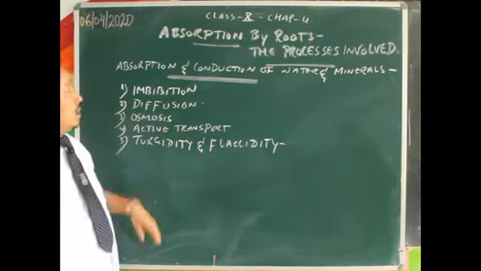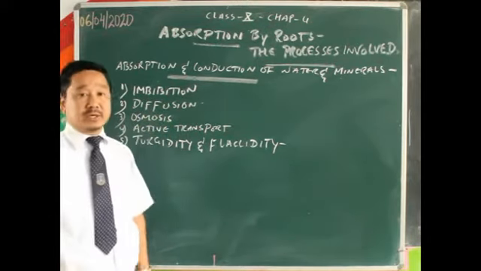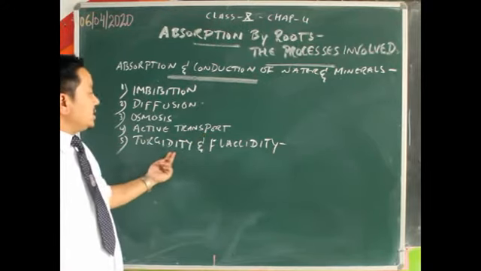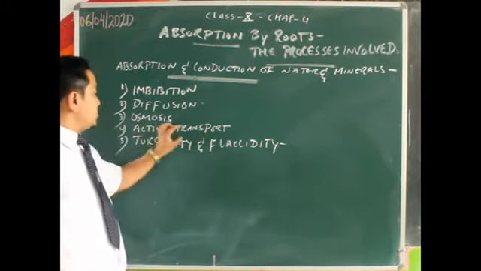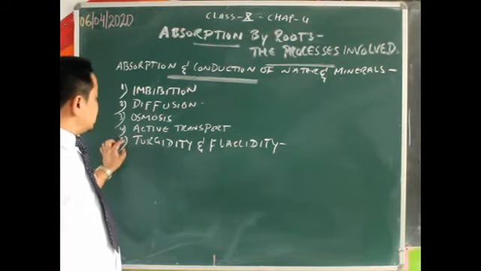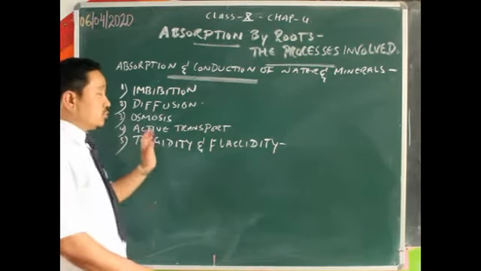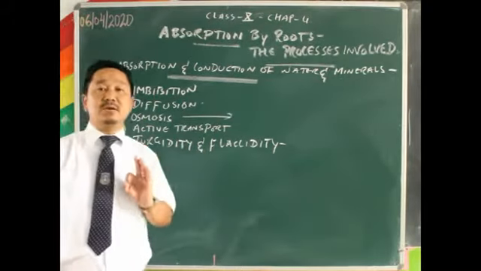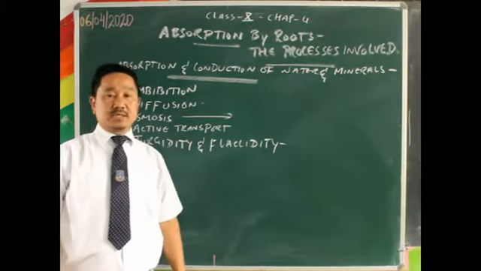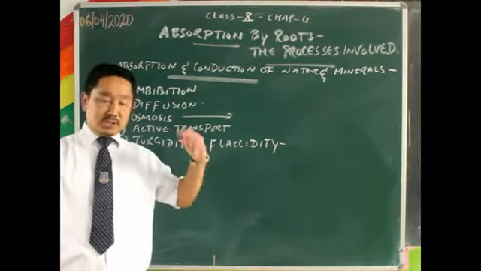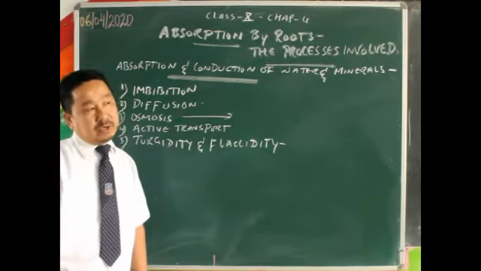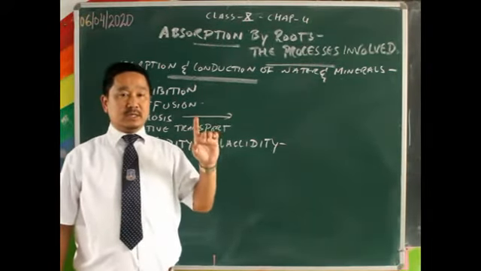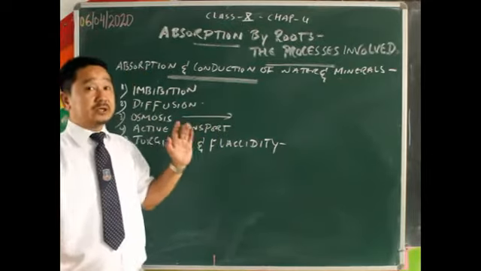I mean, in the absorption and conduction of water and minerals, 2 processes: active transport, and turgidity and flaccidity. Active transport and turgidity and flaccidity. Before going into it, let us talk about osmosis in marine bodies. Not only the process, we need to know about osmosis that we discussed last time, which we also tried to understand with the help of an experiment. So that is very much clearer to you, I believe.